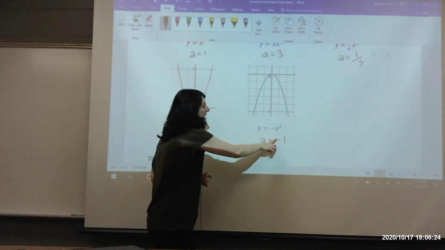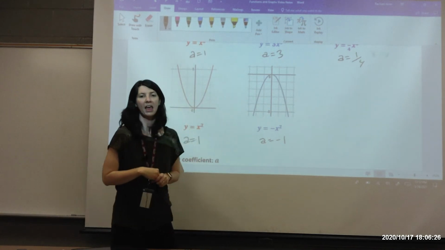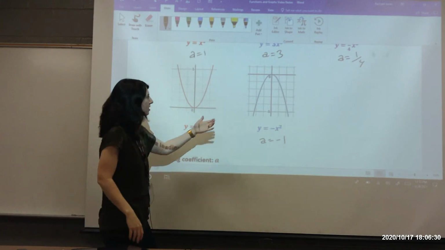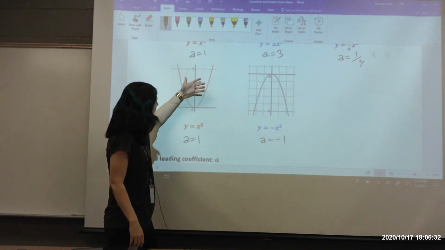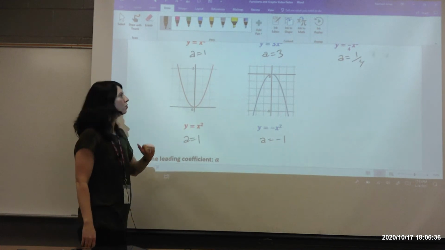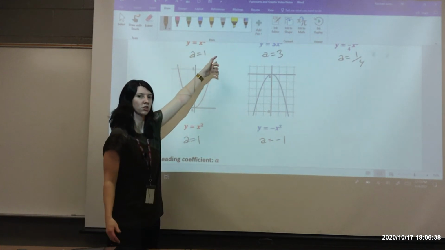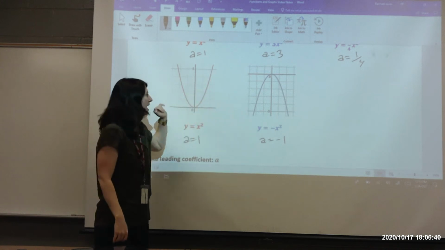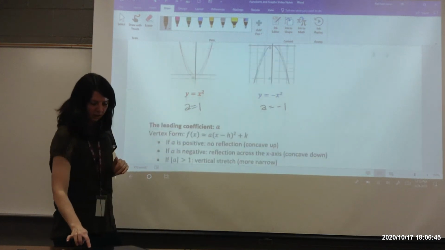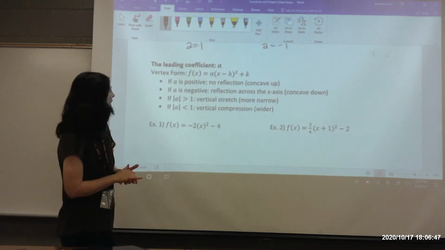So when you have a negative for your A, it's actually a reflection across the x-axis. So see how we're flipping from on top to on bottom? That goes over the x-axis. So we can get a vertical stretch or compression, which is talking about how wide or steep. And A can also tell us if we have a reflection.